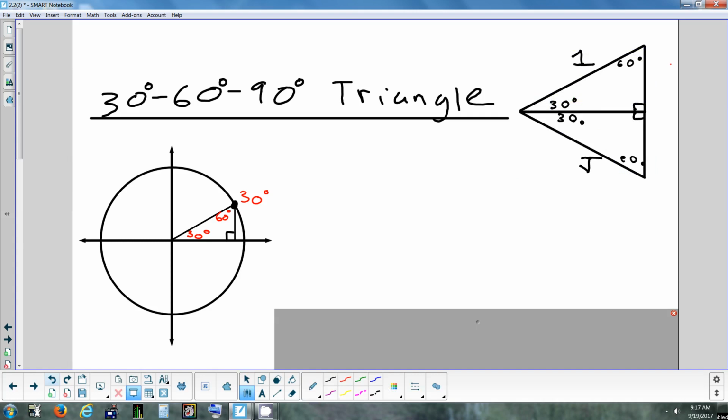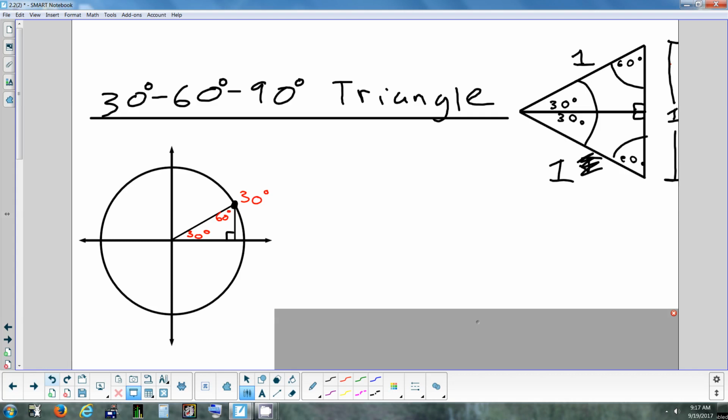What did I just create there? Yeah. Equilateral. Yeah, I created an equilateral. 60, 60, 60. Okay? And what do we know about an equilateral triangle? Well, all the sides are the same. So this side is 1. This side is backwards 1. And this side is also 1, from here down to here.